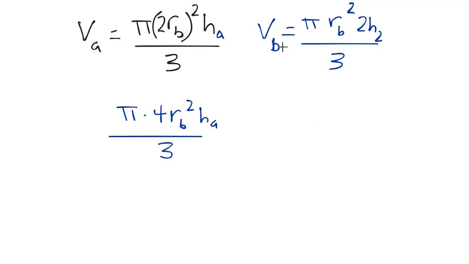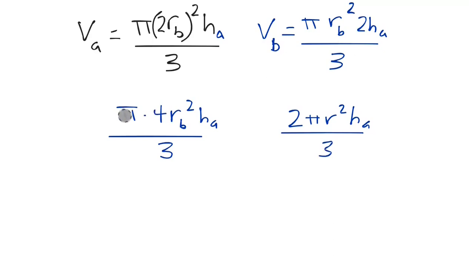And then for cone B, we get 2 pi r squared h of A. That should be an A right there. So let's write that again. I think I got carried away with my 2's. Let's try that one more time. A, there we go. And then all divided by 3.